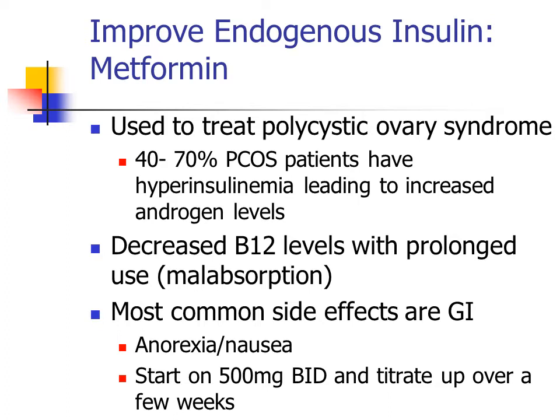Anorexia and nausea are often present over the first few weeks of titration, but they typically do tolerate out after the first 2 weeks to 1 month of therapy. So if you can counsel your patients through that initial titration phase and start them on a lower dose, 500 milligrams BID, and titrate them up after a week or two, that really helps rather than just blasting them with the full target dose from day one.